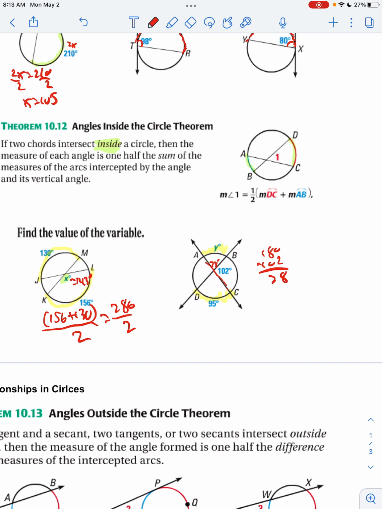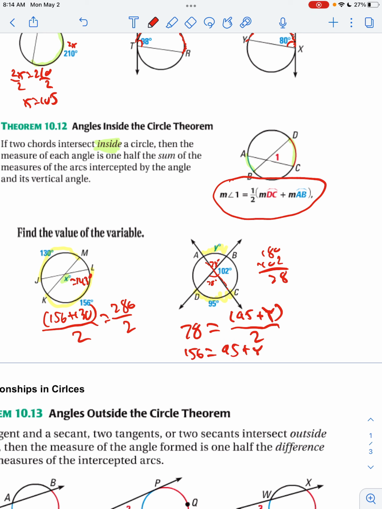So I'm really trying to find out. I know that this is 78, and because these are vertical angles, this is 78. So I'm going to use this idea, but I'm going to set it equal to 78. So 78 equals, and now I have to use what I know, 95 plus y divided by 2. So I'm going to start by multiplying by 2 on both sides to undo this. So I get 156 equals 95 plus y. Now I subtract 95 and get 61 equals y. So this arc right here is 61 degrees.